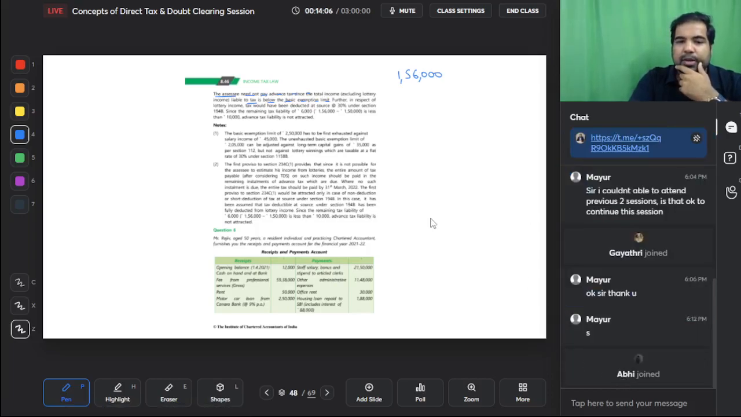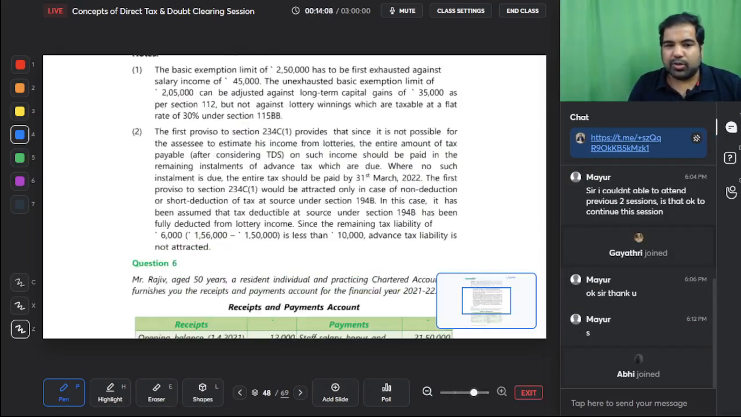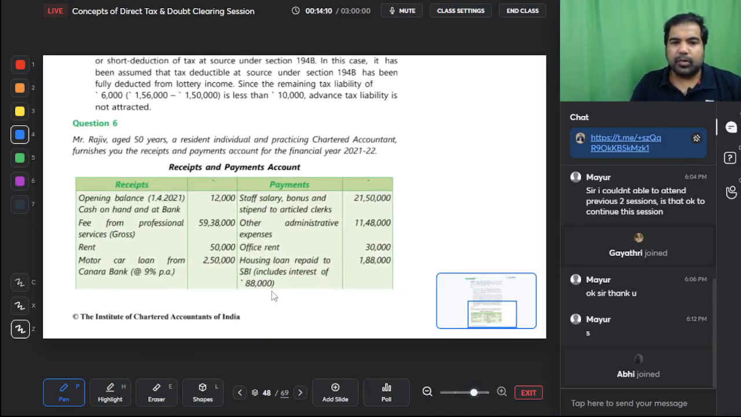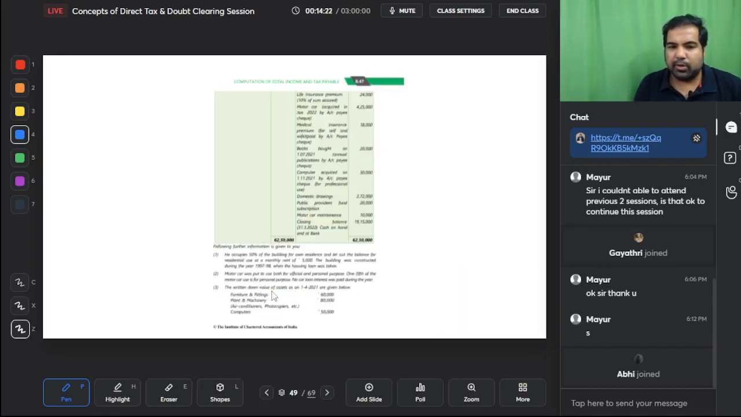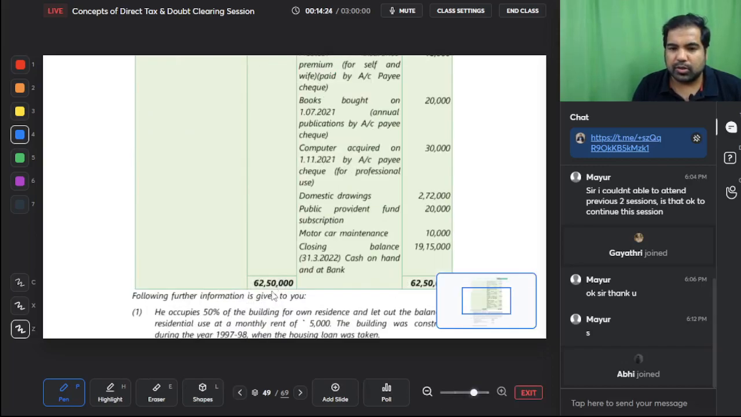Perfect. Guys, looking at the 6th question now, I would want you to first try reading this. Mr. Rajiv, he's a practicing chartered accountant. He's given you the receipts and the payments account. Basically, he's following the cash system of accounting. Looks like he's following cash.